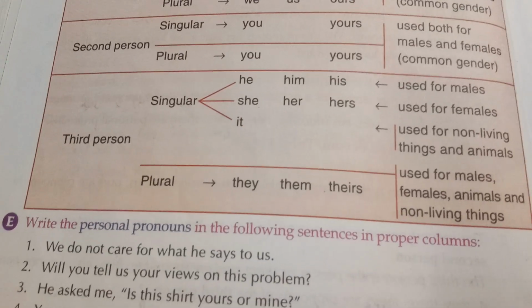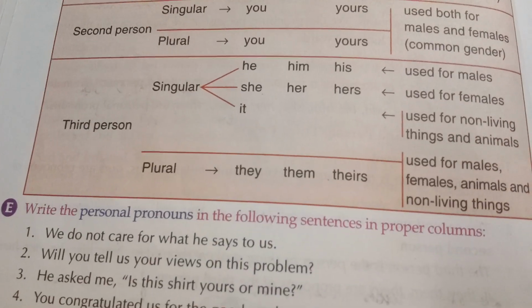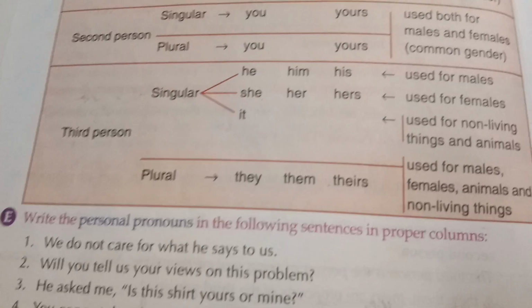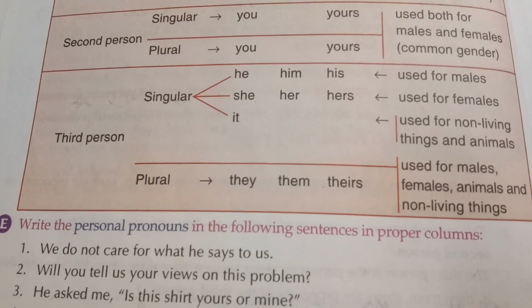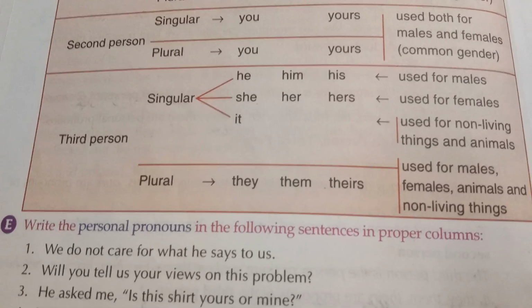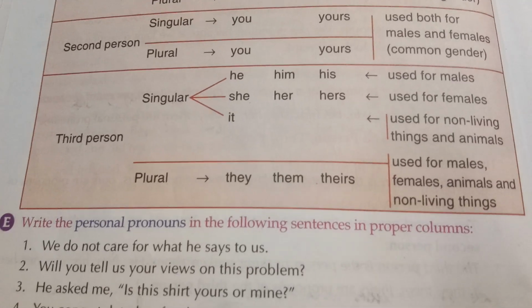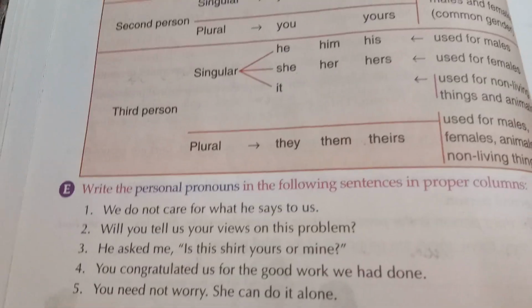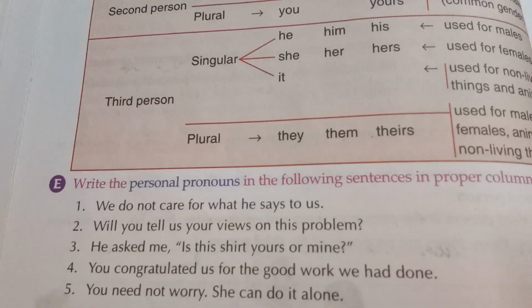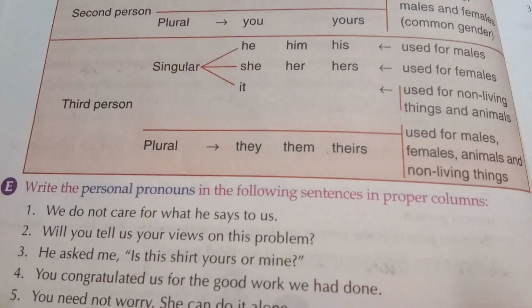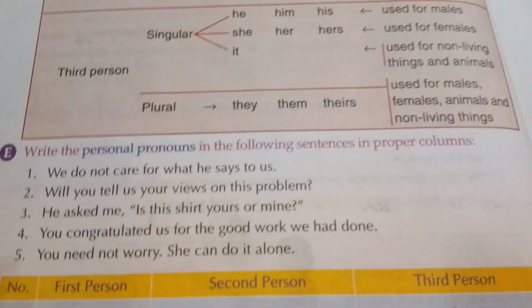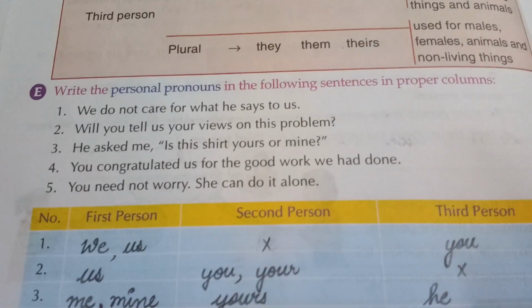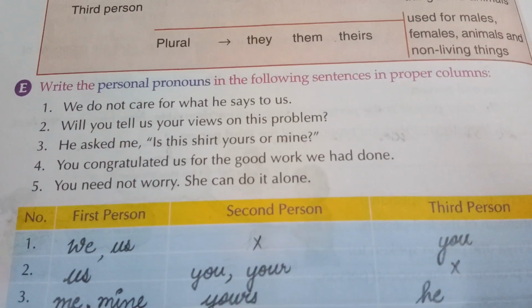Third person is he, she and it. Singular person is he, she and it. For he we use him and his. For she we use her and hers. And it is used for the neuter or non-living things and animals. And plural becomes they, them, theirs. Clear? Okay.